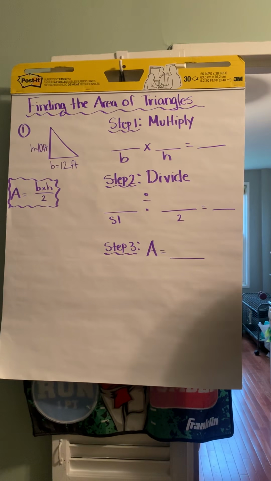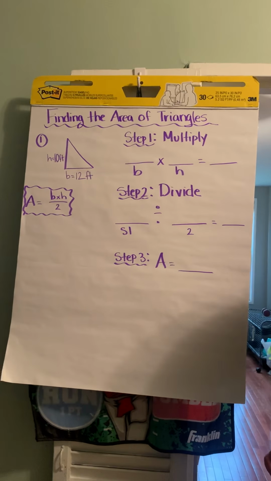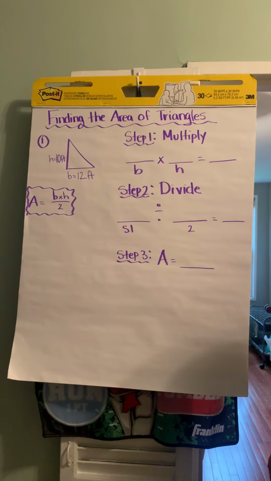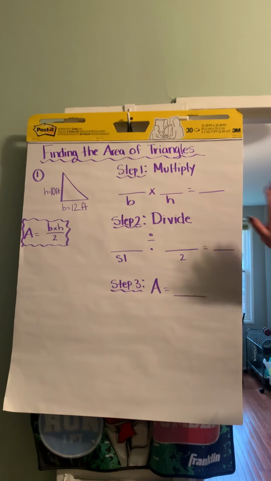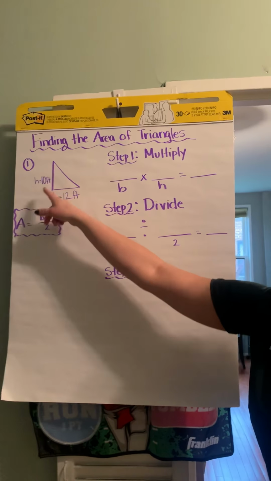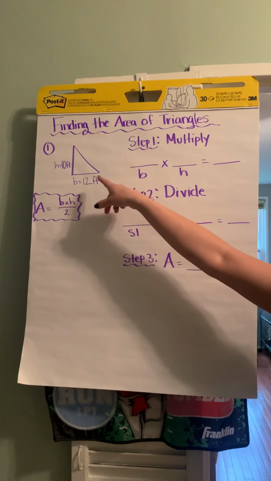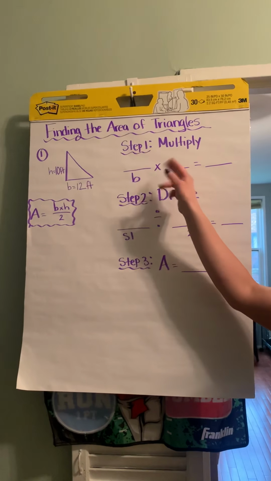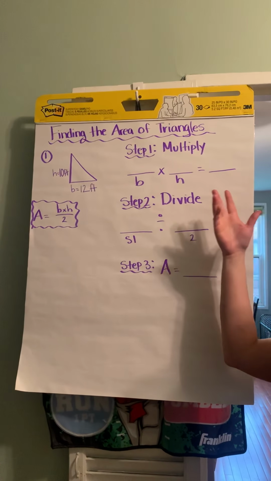Hi guys, I wanted to review finding the area of triangles with you. A lot of you guys have been doing a really great job with step 1, which is multiplying, where we do base times height. You get the numbers from the shape or that I give you in the word problem. You plug them in, multiply, and get an answer.